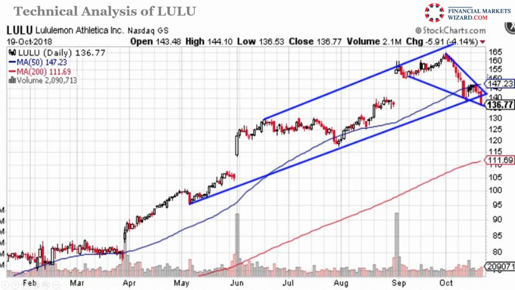So this is the path Lululemon can take, and I will really feel good about it if I can catch it. So this would be a great setup, Lululemon and Triple L.